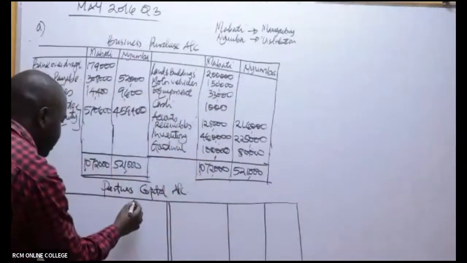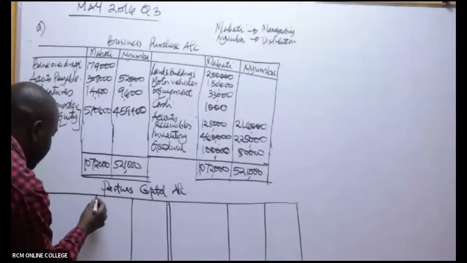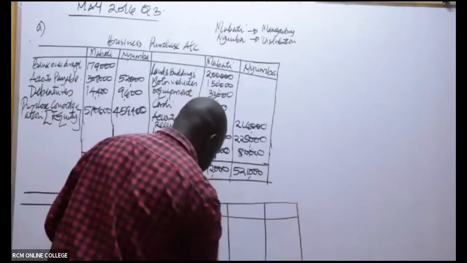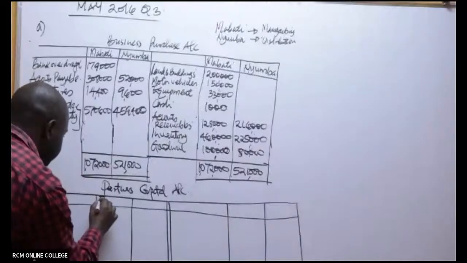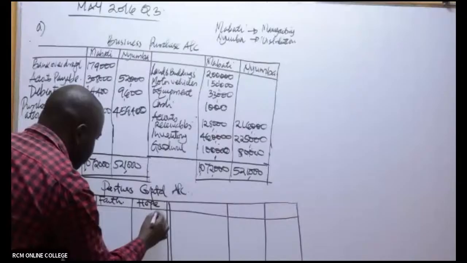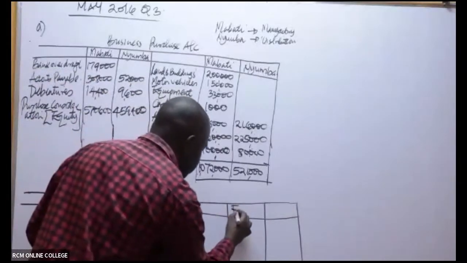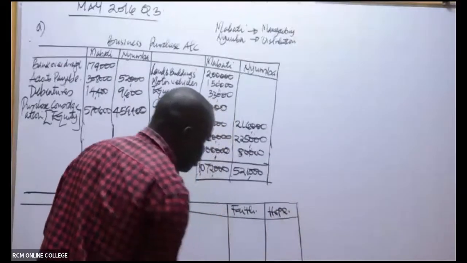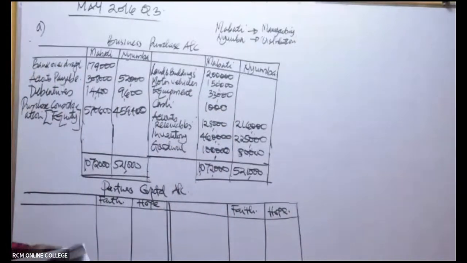So of course there were two partners. You can prepare the partners' capital account. In this case it was Fei and Hope. Kulikuwa na Fei na Hope. Hiyo partnership ilikuwa inakuwa run by Fei na Hope.